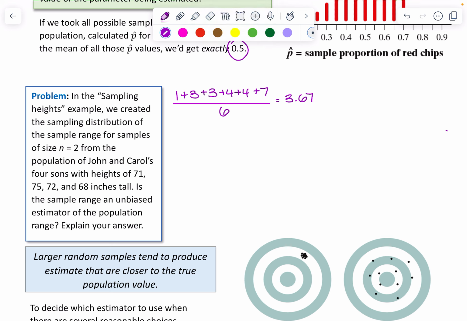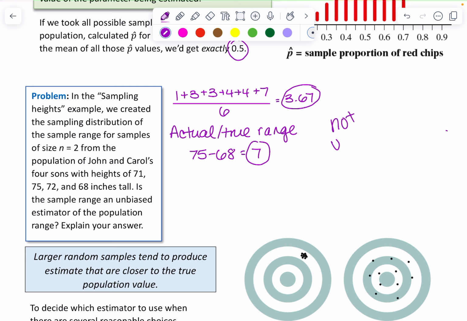But that's not what my actual range is. The actual range, or sometimes they call it the true range, is the biggest number, 75, minus the smallest number, 68. That's just 7. So the fact that these numbers are not the same means this is not unbiased. There's only one sample that'll get you the actual range, and that's if you happen to get the sample of the highest and the lowest. Every other sample is not going to get you the actual range, or even close to it, or rather even higher than it. So there's no way the average of all those sample ranges is going to be the actual range.